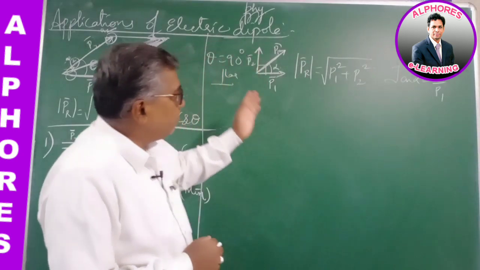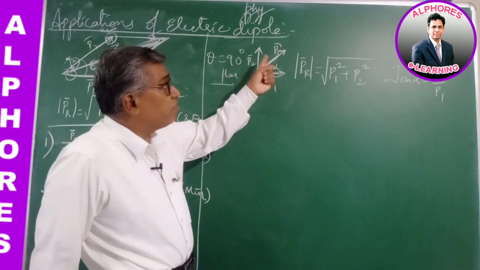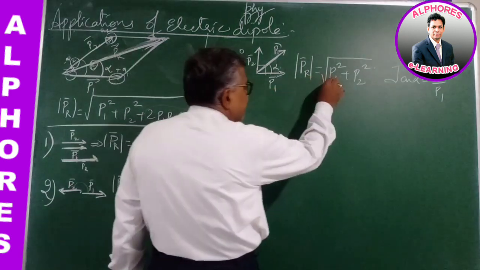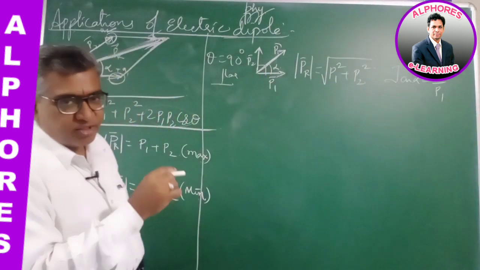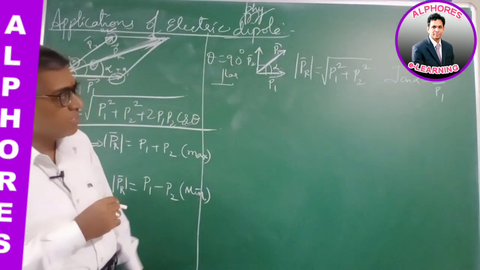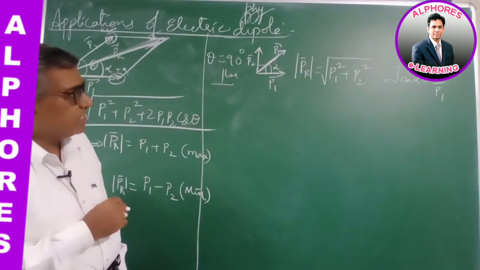And if they are perpendicular, this is called perpendicular dipole. The net dipole moment is root of P1 square plus P2 square. According to Pythagoras theorem, the net dipole moment is found as root of P1 square plus P2 square. The direction is given like this.